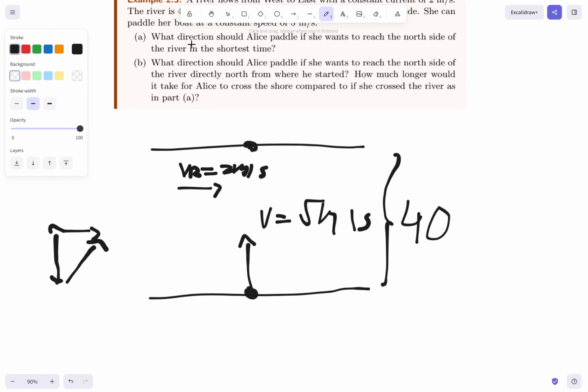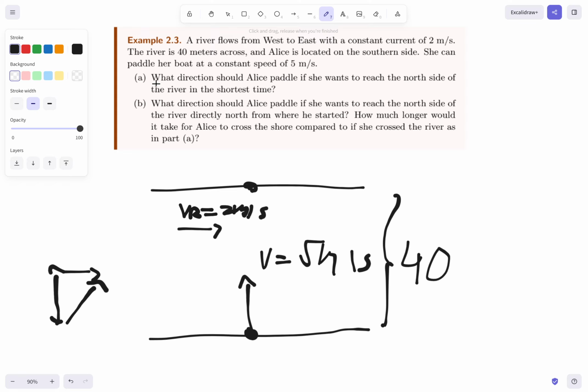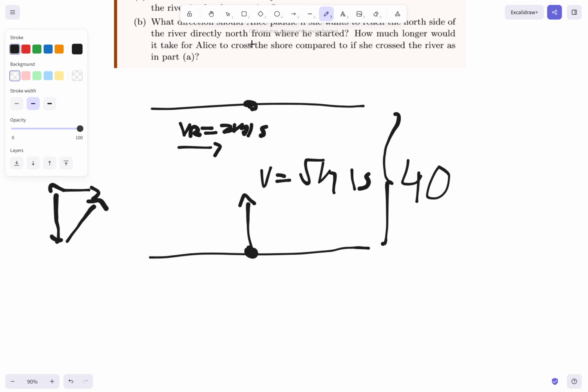So the direction she should paddle to reach the north side in the shortest amount of time will be completely forward. I think I should explain this a bit more.